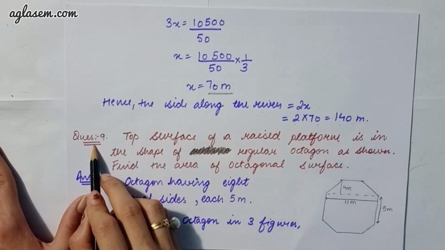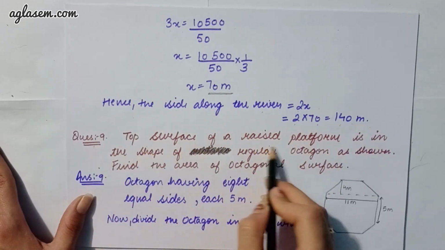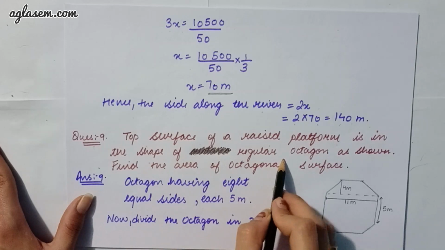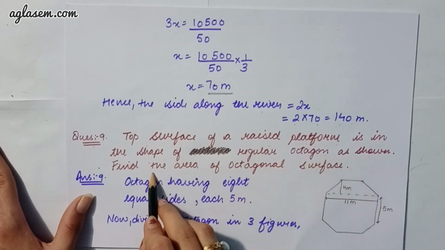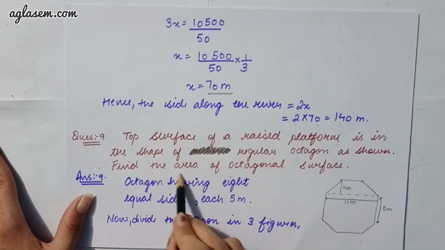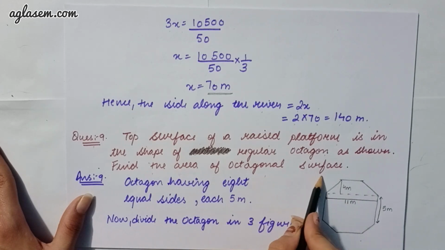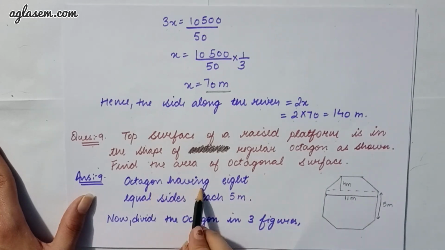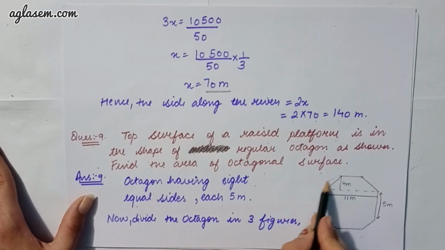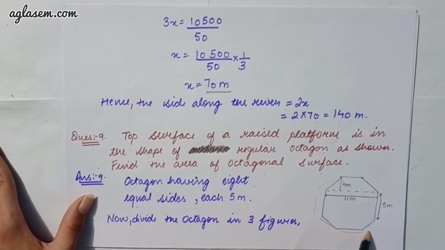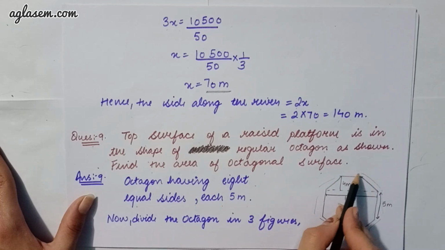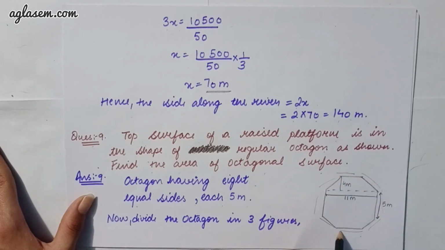Moving to the ninth question, which says the top surface of the raised platform is in the shape of a regular octagon, as shown in the figure, that is this one. We have to find the area of the octagonal surface. So the octagon has 8 equal sides, we know this, each 5. This is 5, this is 5, this is 5, this is 5, this is 5, this is 5 and this is 5. All are given as 5.